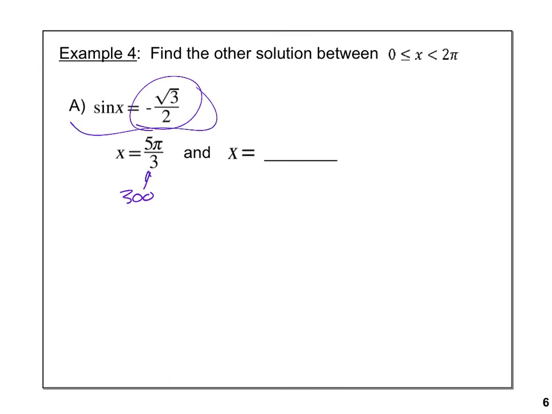And then I've also got to think about where else is sine negative. Where else is sine negative? So over here, it's a 60-degree angle. So where else is sine negative? Sine is also negative over here. So where is this 60-degree angle? Well, that's going to be at 240, which flopped back into radian mode is going to be that.